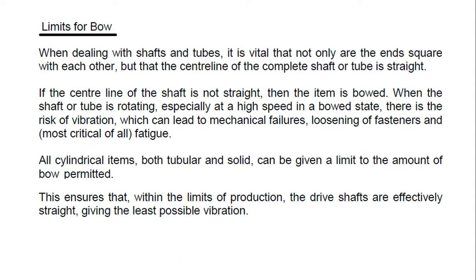Now let's discuss the limit of bow. So what is the bow? Bow is nothing, it's a bending, right? We must understand that if the central line of any rod or square shape is going straight, that means it is normalized, right? And if the center line has a curve, that means the thing has been bended, right? So there is a bending in the shaft.